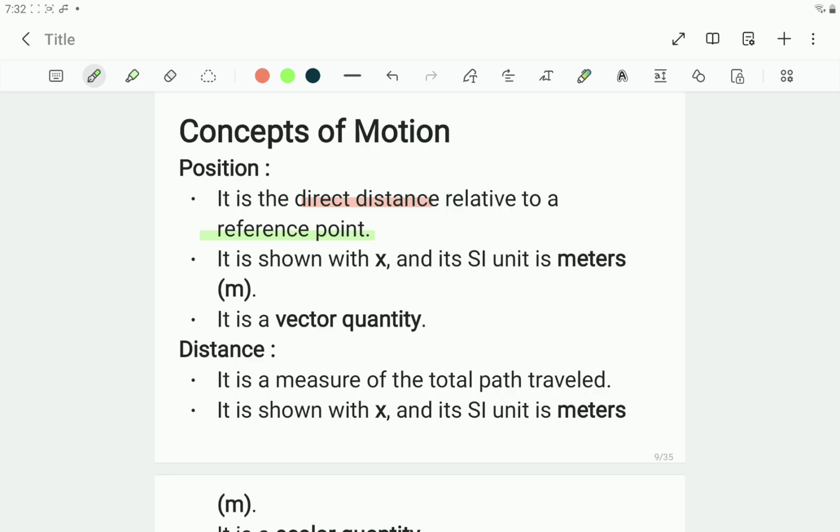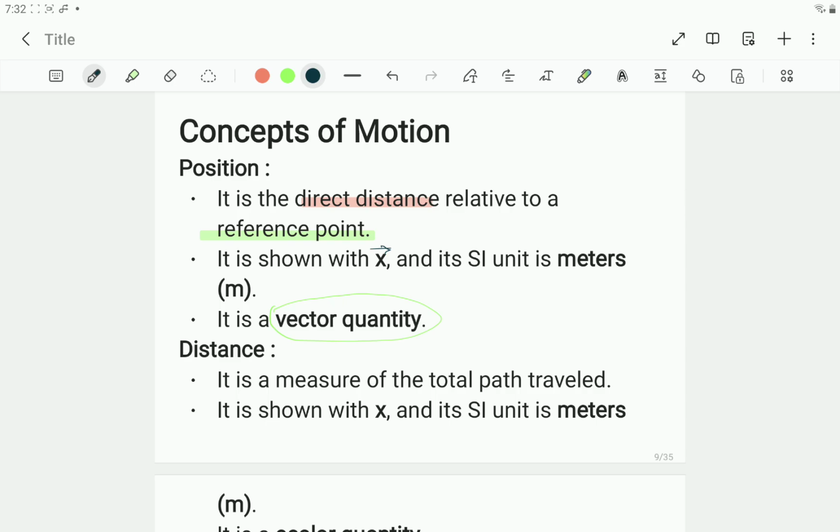So it is shown with x. So position is shown with x, and its SI unit is meters, and it's a vector quantity. It's important, it's a vector quantity. So what does it mean? That means there should be an arrow on top of this x indeed, right?